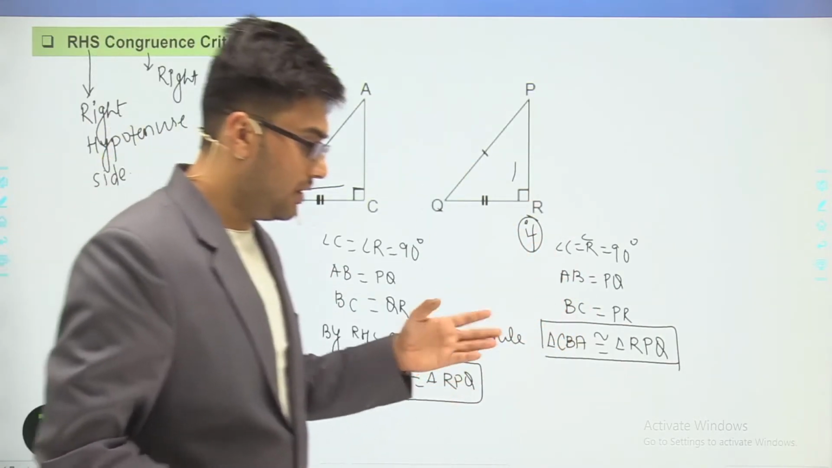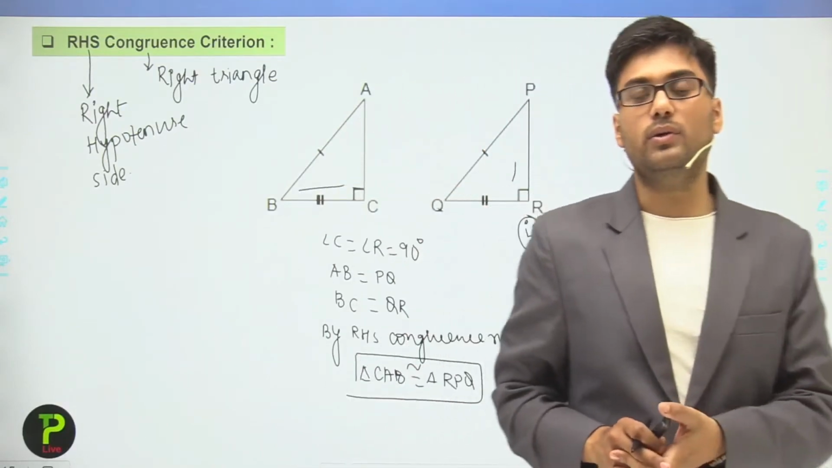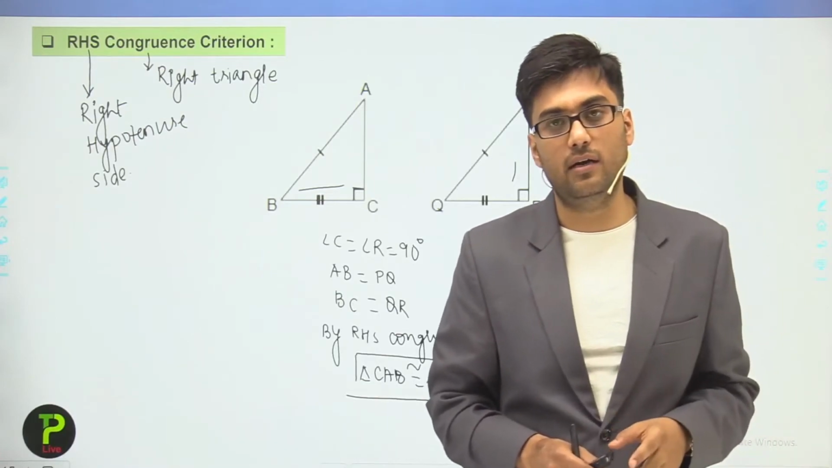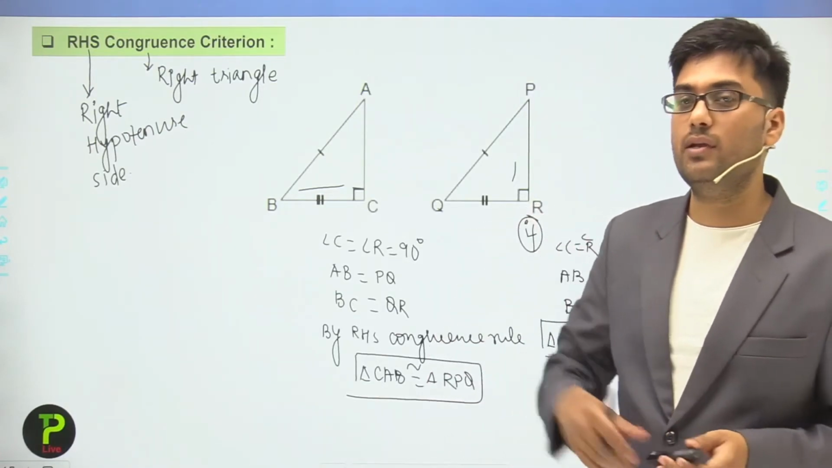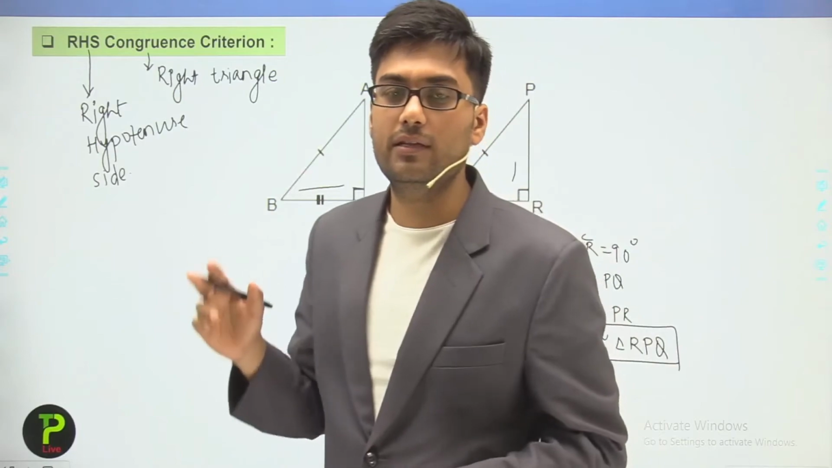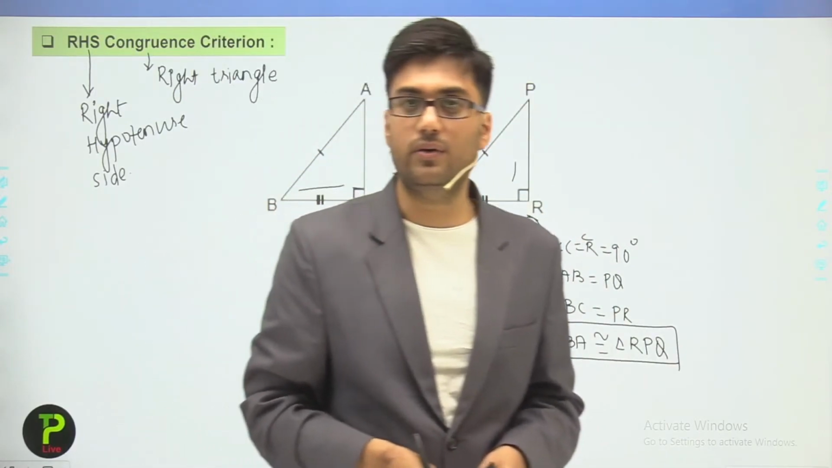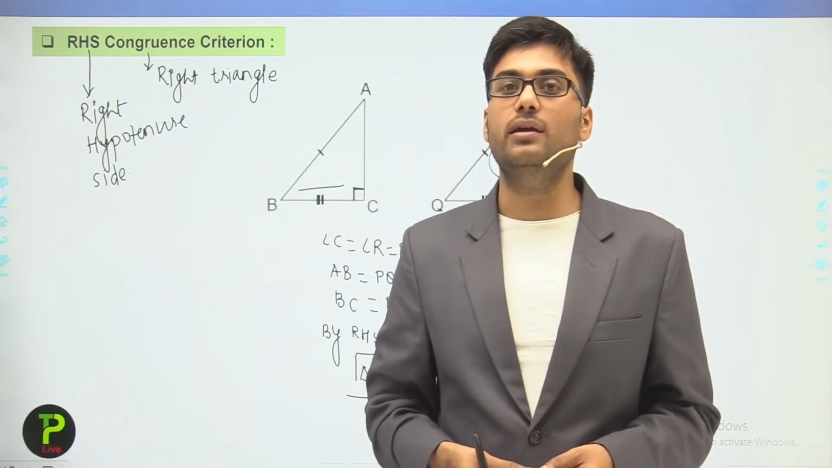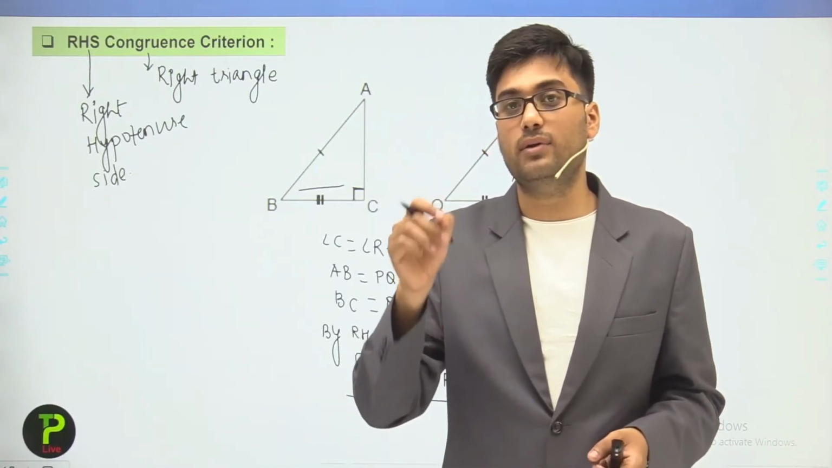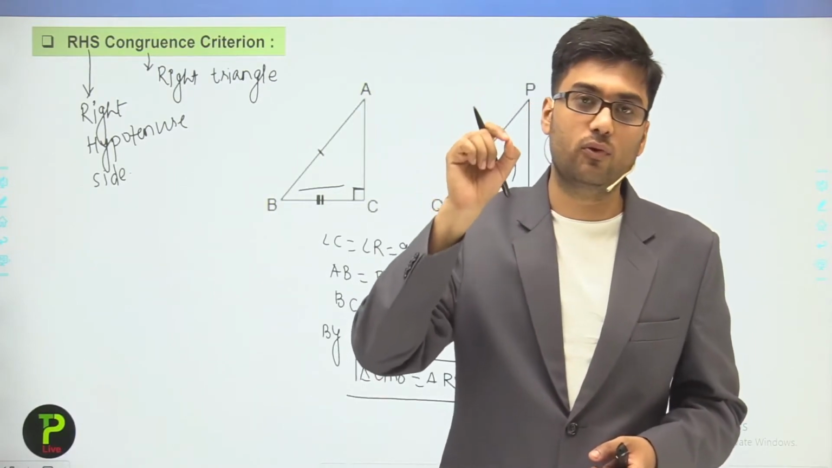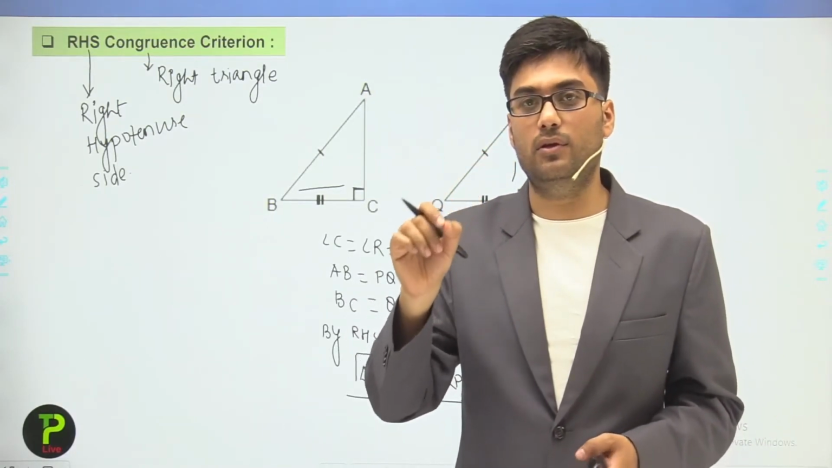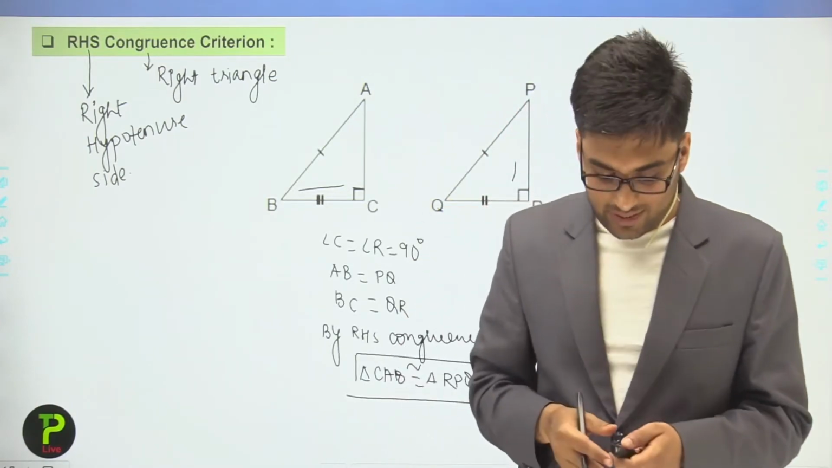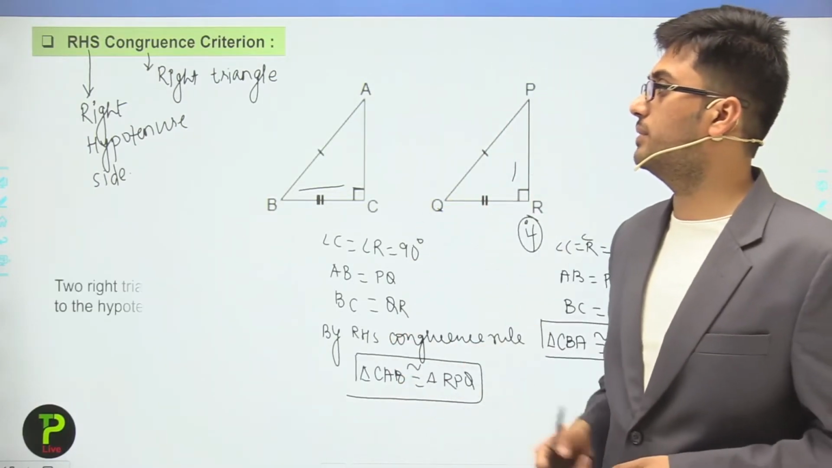So students, by RHS we can say that two triangles are congruent if both are right triangles, the hypotenuse is equal and any one of the sides is equal. Then both triangles are congruent to each other. And students, to write the congruent triangles in symbolic manner, you have to write corresponding vertices very accurately, or we can say very precisely. Clear? So students, now let's discuss some examples.